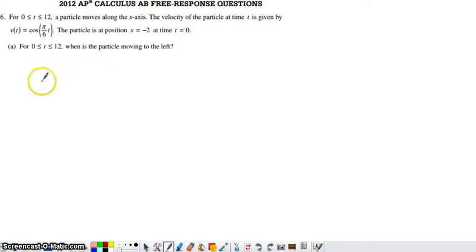So in this video we will check out part A of number 6 from the 2012 AB exams. This is a non-calculator question, and they say that a function is going to hold from 0 to 12 and that a particle is moving along the x-axis during this time frame.